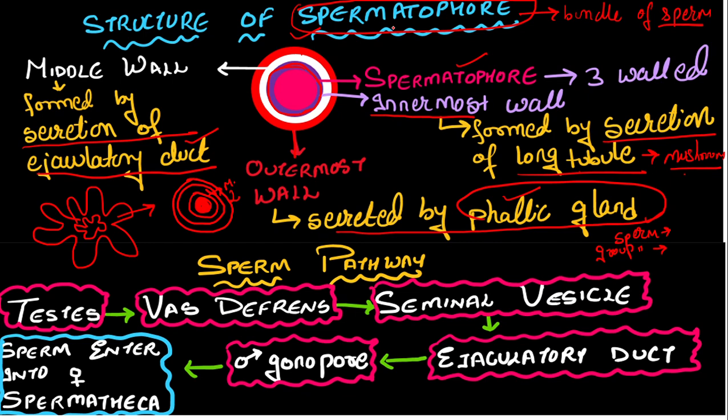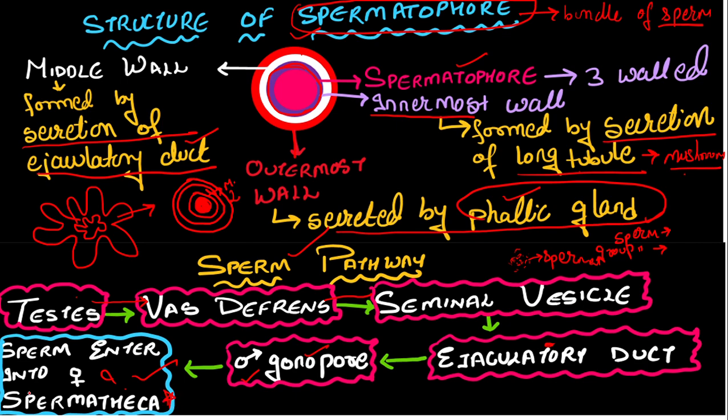Now, see the sperm pathway. Testes are going to form sperm. These sperms enter into the vas deferens. From vas deferens, they enter into the seminal vesicle. In seminal vesicle, these sperms glue together to form spermatophore. The spermatophore then enters into the ejaculatory duct and then into the male gonopore. From the male gonopore, these sperms enter into the female spermatheca. You will understand this spermatheca when I explain the female reproductive organ.